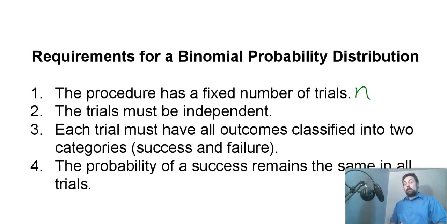And so the probability of a success does not change. In that case, success meaning tails, right? Because that's the thing I was talking about calculating the probability of. All right, so if you meet those 4 requirements, then you have a binomial probability distribution.